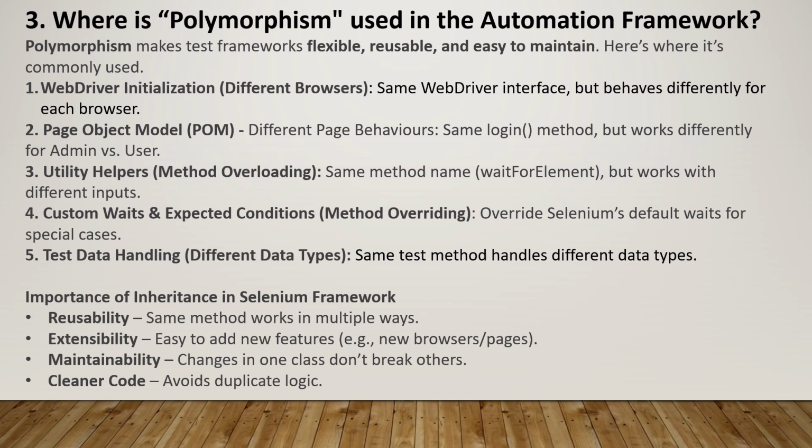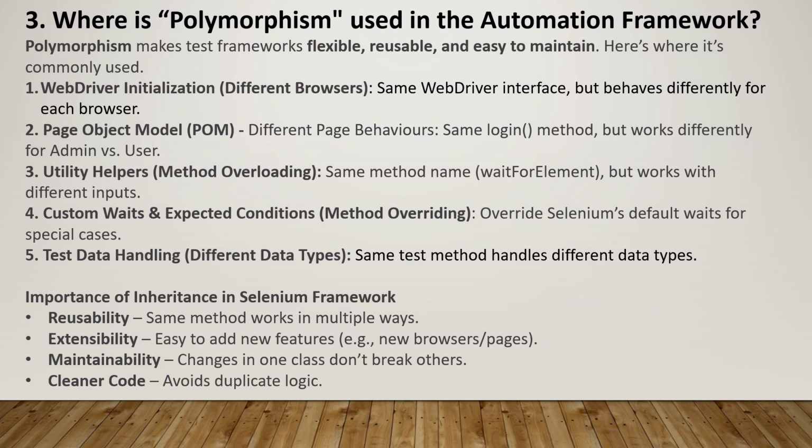Then third, utility helpers, that is a method overloading example. The same method name, waitForElement, works with different inputs. Then fourth, custom waits and expected conditions, that is method overriding, overriding Selenium default waits for specific cases. Then fifth, test data handling, different data types. The same test method handles different data types. So in this way we can use polymorphism in our automation framework.